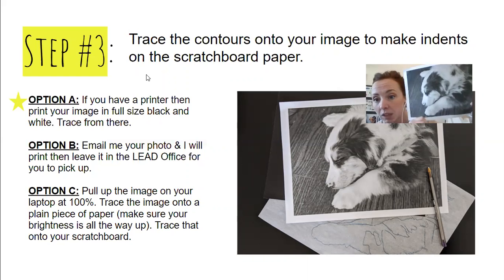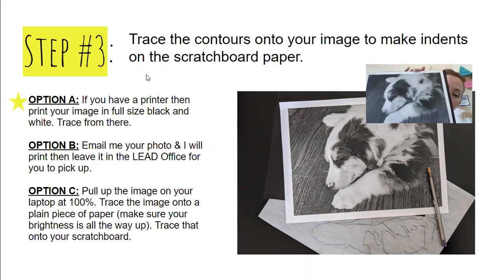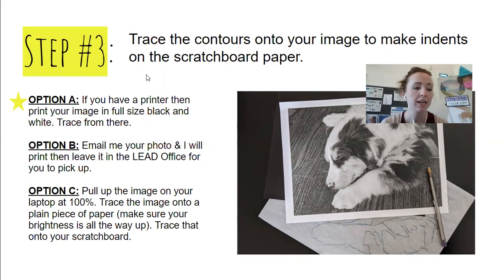And really easy, just like you did with the raccoon practice. I would then just place that on top of the Scratchboard, and then I would use a pen to trace all of those major contours, take this off. I can use this as my reference now, and then I would be able to see all the little indents on here. That is option A, and that is my favorite, most simple option.